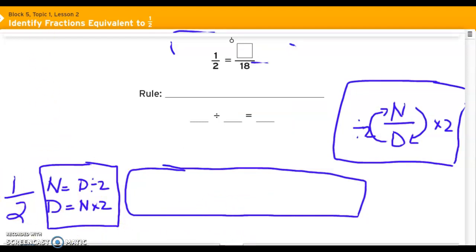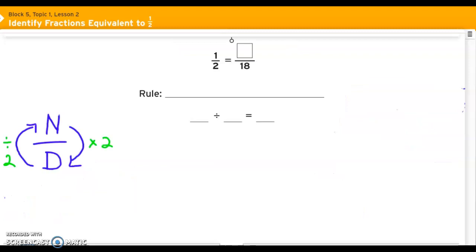So here's our first example. We're trying to figure out how many 18ths it would take to equal a half. So we know the denominator and we want to find the numerator. If we take the denominator and divide it by 2, then we'll know the numerator. The denominator is 18. When you divide it by 2, we get the numerator. 18 divided by 2 is 9. So 1/2 is the same as 9/18.